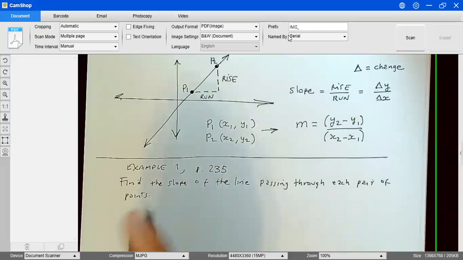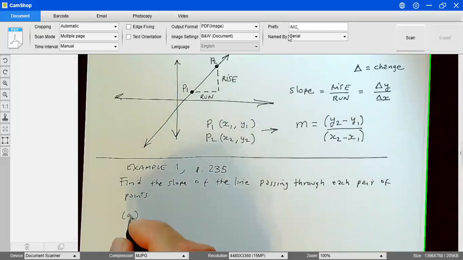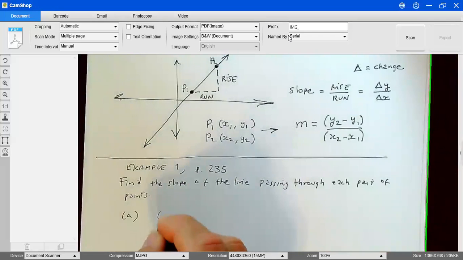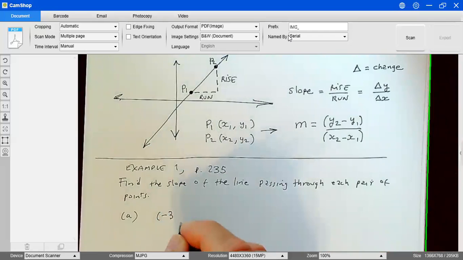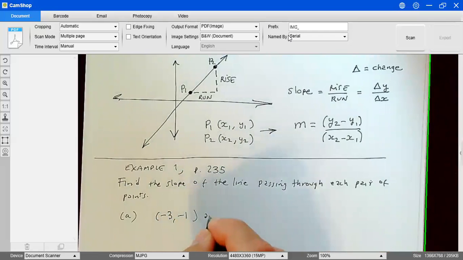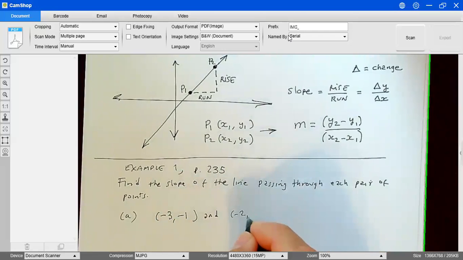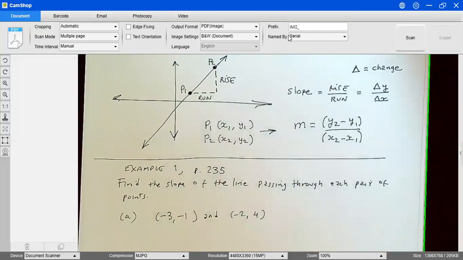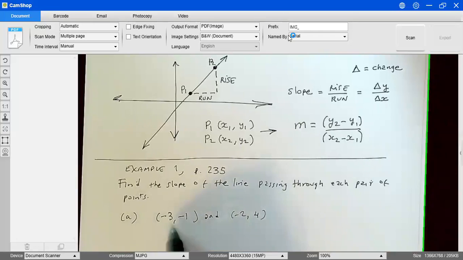So in the first case, we have a line passing through (-3, -1) and (-2, 4). So these are 2 points on the coordinate system. So there is a line passing through these 2 points.